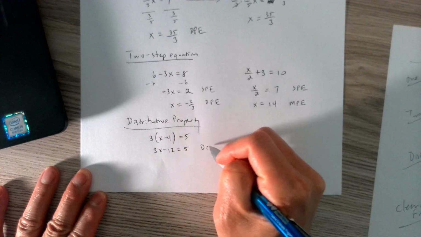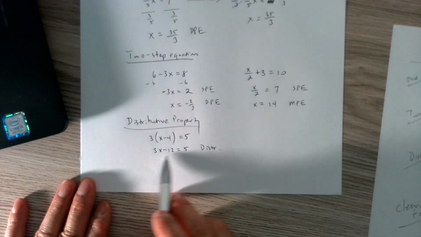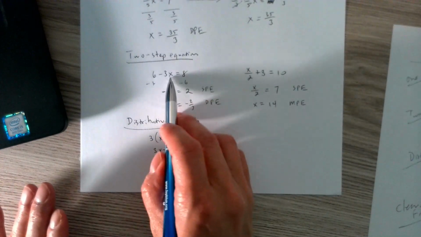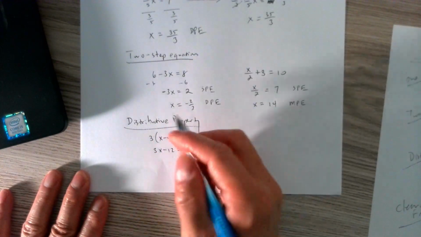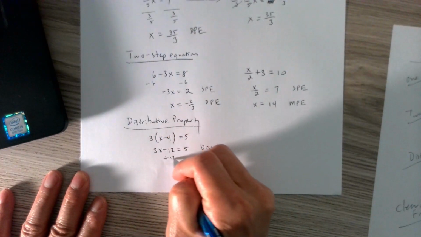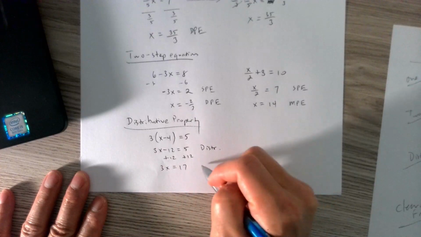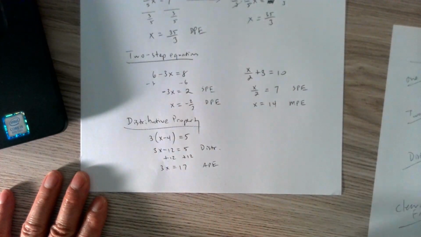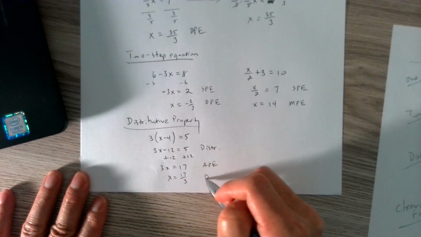So that's distributive property. And now, as you can see, we're in the same situation we were up here. 2 steps, right? 2-step situation. So I'm going to add 12. That is APE. And then divide by 3. DPE.